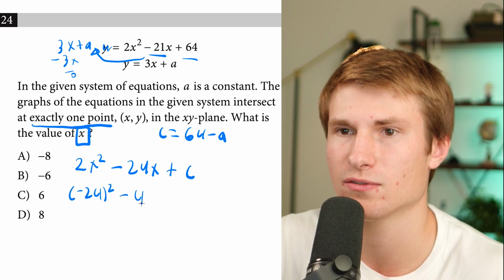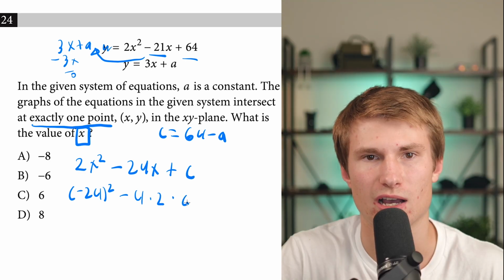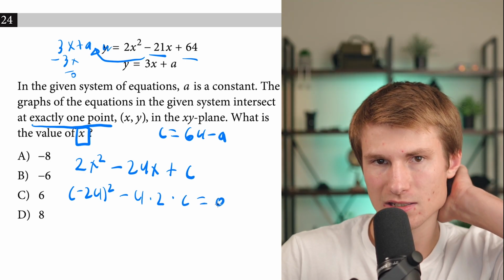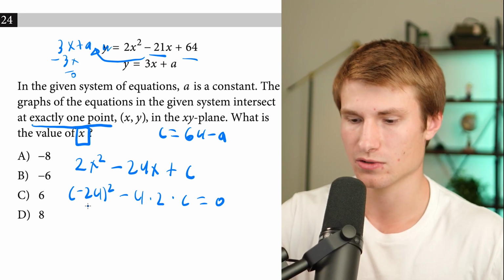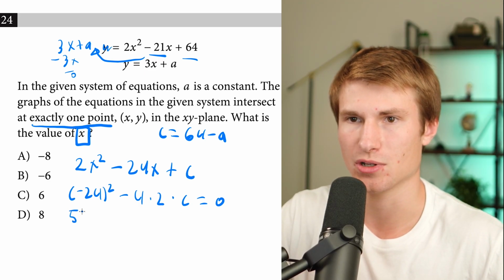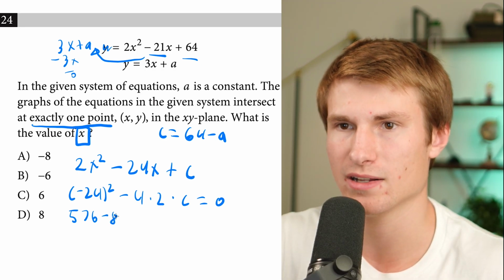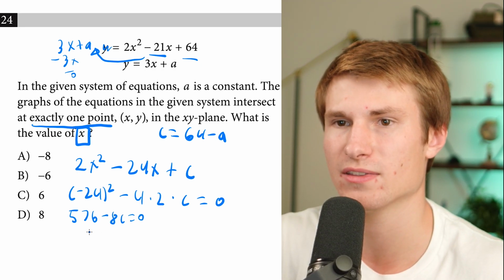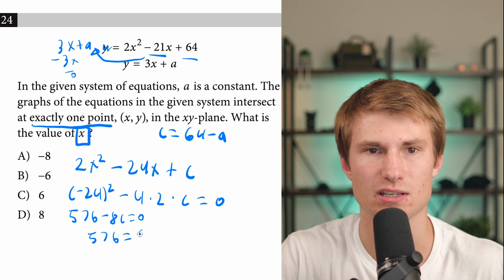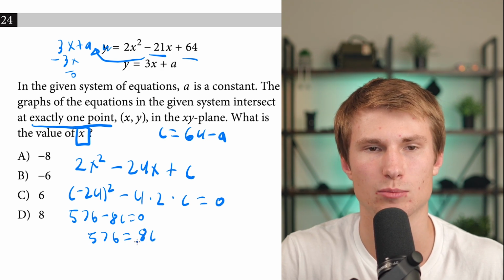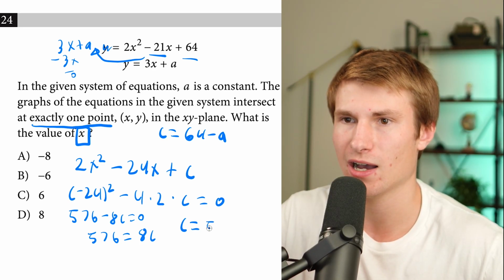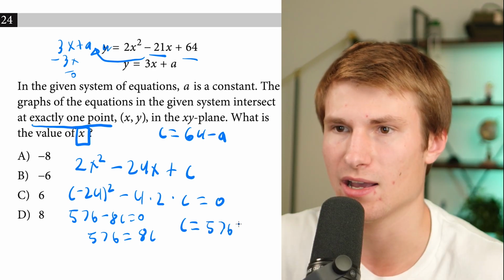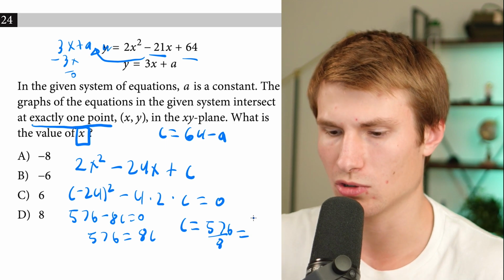All right, from here, we know that our b value is negative 24, so we'll have negative 24 squared minus 4 times our a value, which is 2, times c. And we know that that all has to equal 0 for there to only be one real solution. Now, negative 24 squared is going to give us 576 when we put it in our calculator. So we have 576 minus 8c is equal to 0. We can rewrite this as 576 is equal to 8c by adding 8c to both sides, which therefore means that c is going to have to equal 576 divided by 8, which is going to equal a value of 72.